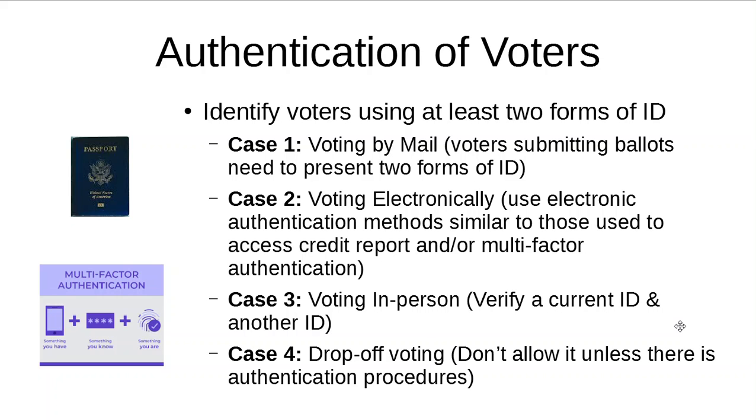Case 2. If they were voting electronically, then use electronic authentication methods similar to those used to access credit reports and/or some sort of multi-factor authentication. Third, voting in person. You need to verify a current ID and perhaps a second ID. Fourth, drop-off voting. I'm pretty suspicious of this. Who knows how many ballots the person's turning in, who's turning in, and how those ballots were obtained and submitted. I wouldn't use drop-off voting unless there's an authentication procedure in place.